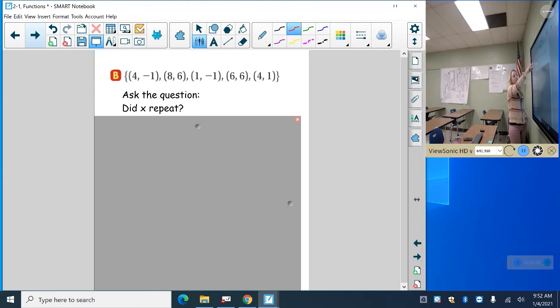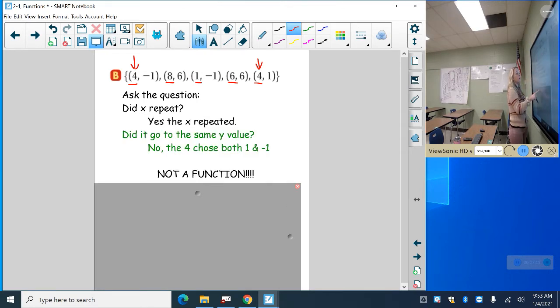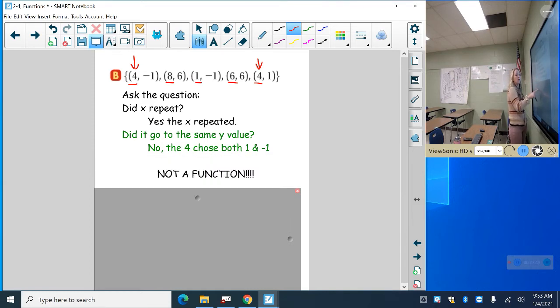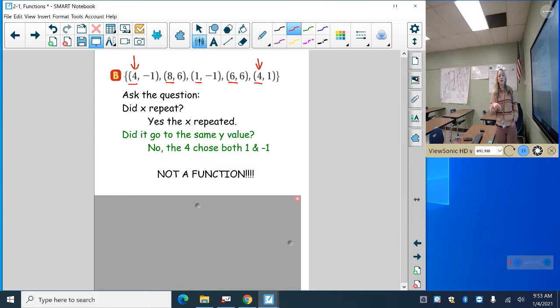Ask myself the question. So here we have 4, -1, 8, 6, 1, -1, 6, 6, and 4, 1. Does the x repeat? So I'm looking at 4, 8, 1, 6, and 4. Yes, I have a 4 here and a 4 here. So since the answer is yes, does that 4 go to the exact same y value? Well, here 4 is with -1, and here 4 is with 1. So the answer is no. So yes, the x repeats. Did it go to the same y value? No. The 4 chose 1 and -1, therefore it's not a function. 4 ate ice cream and 4 had candy, so it's not a function.